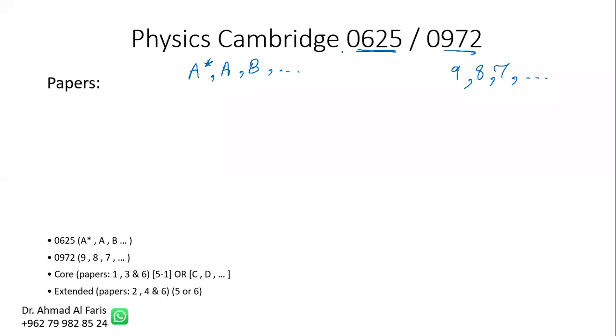But for example, here in Jordan, they put the A star as 100 and the 9 as 100, but the A is 95, B is 85. In 8, it's 90, 97 or 98. The 7, sorry, it's 88, etc. So the difference here is in the marks.